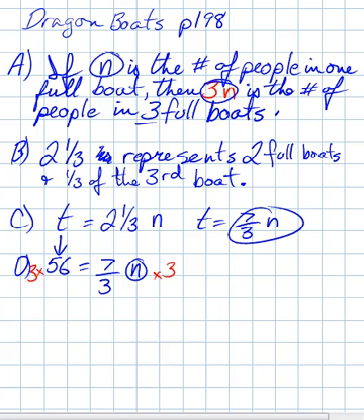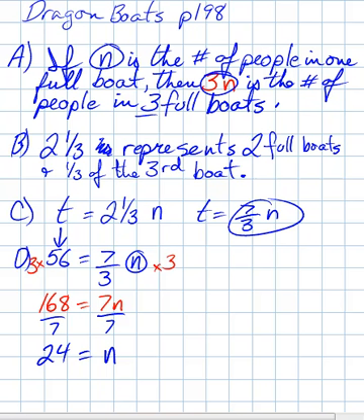And that gives us 168 is equal to 7n. And then if we divide both sides by 7, then n is equal to whatever 168 divided by 7 is, or 24. Well, E goes on to say, solve your equation to determine the number of people in one boat, which we've already done. That's right here. So I'm just going to write it off to the side here.